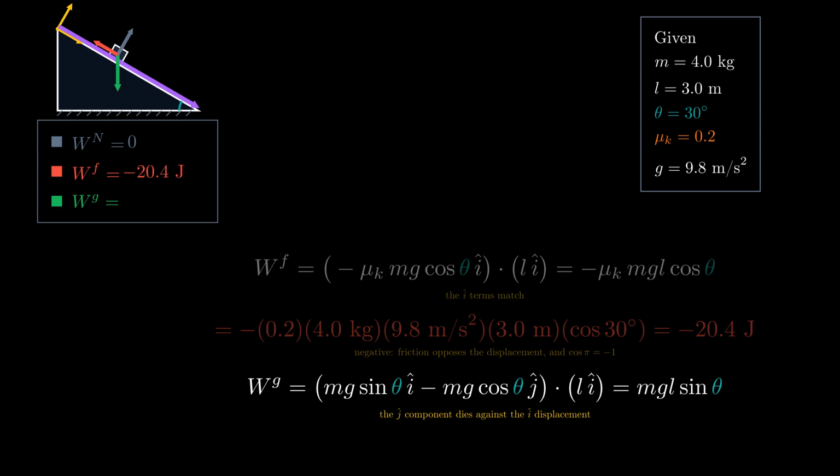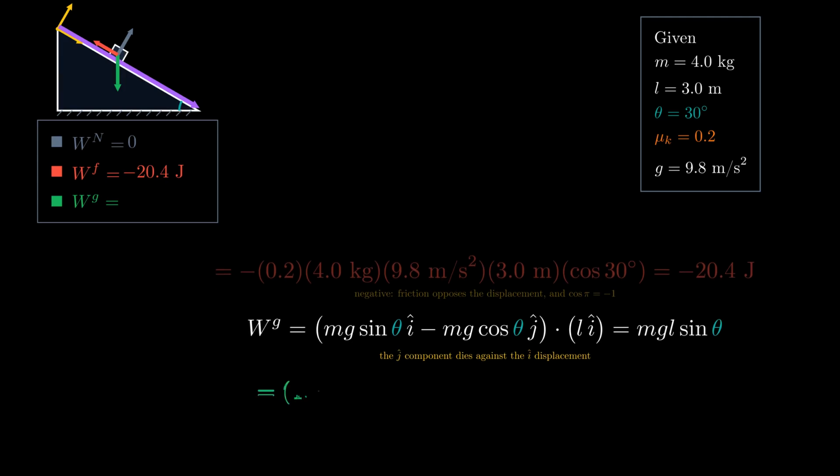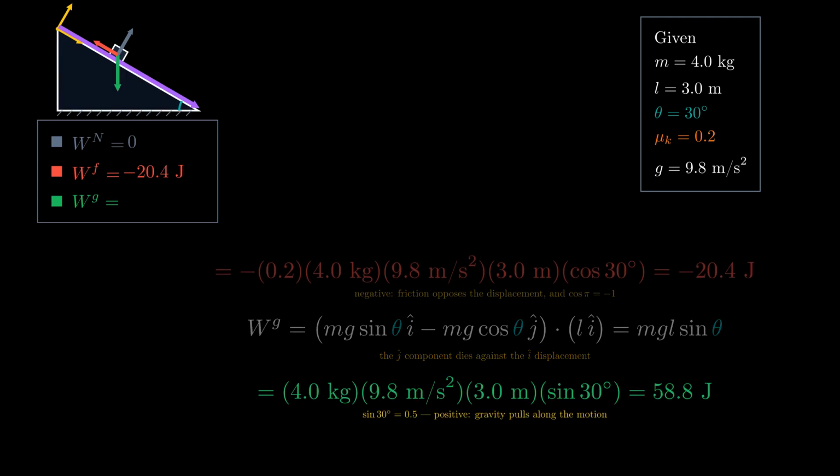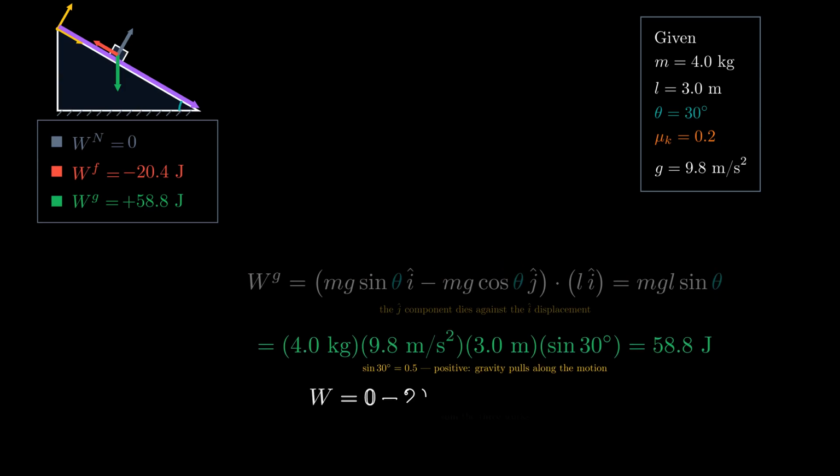Gravity, the j hat component dies against the i hat displacement, and the i hat component gives mgL sine theta. Substitute 4 kilograms times 9.8 times 3 meters times the sine of 30 degrees, which is 1/2, and gravity's work is 58.8 joules. Positive, the downhill part of gravity pushes along the motion.